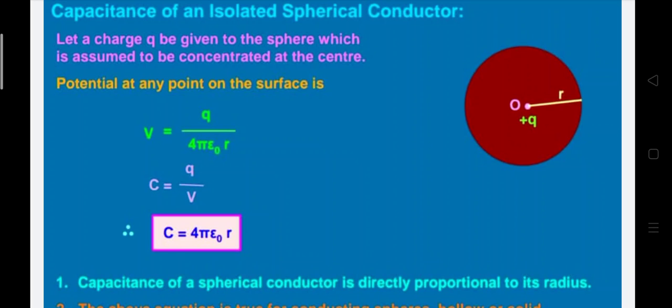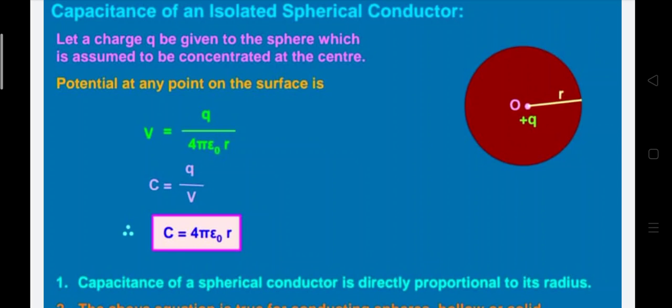Now electric lines of force are emerging out of the conductor perpendicular to the surface, normal to the surface. They are emerging radially outward from the surface. Therefore, we consider that the whole charge of the conductor is concentrated at the center of the sphere. So total charge Q given to the whole surface of the sphere is considered to be concentrated at the center of the sphere.